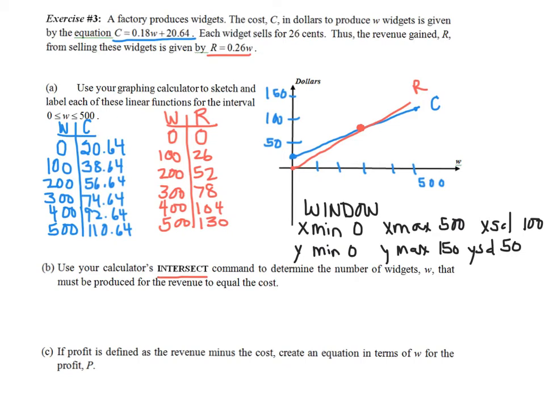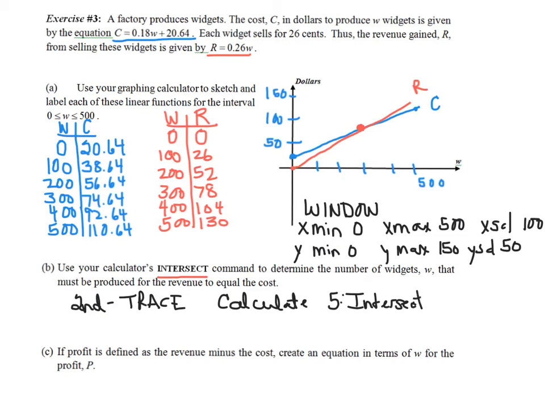To use the intersect command, I'm going to write down what keys I've pressed. We're going to press the second key, which is the blue key, and then we're going to press the one that says trace. When we press the second trace key, that's going to put us into a menu that is called the Calculate menu. For the Calculate menu, we are going to select option number 5. Option number 5 is Intersect. We want to know where these two functions intersect.